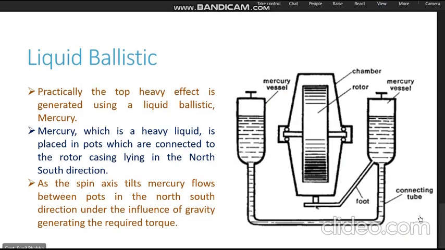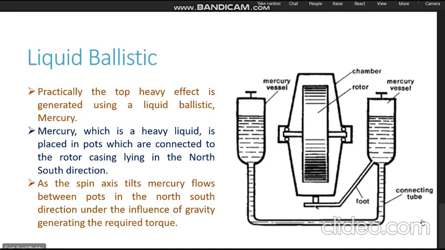The concept which we have understood, attaching a weight on top of the casing or bottom of the casing and generating the control precession, is very easy to understand using physical weights. But as far as its practical application is concerned, when we actually make a gyro compass, it is very, very difficult to mechanically generate that effect. An easier way to generate that effect is by use of a liquid weight.